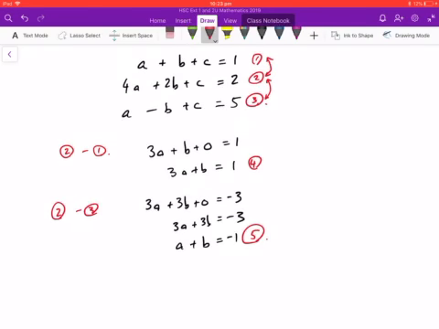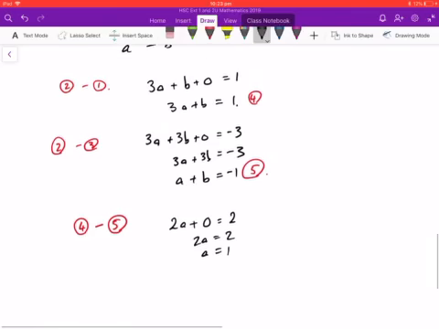Now I've got 4 and 5, so I'll solve these simultaneously by doing 4 minus 5. What's that going to do? That's going to get rid of my b's. So 3a minus a is 2a, b minus b is 0. And 1 minus minus 1 is equal to 2. 2a is equal to 2. a is equal to 1.